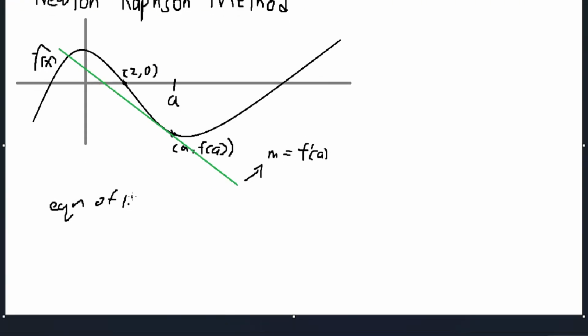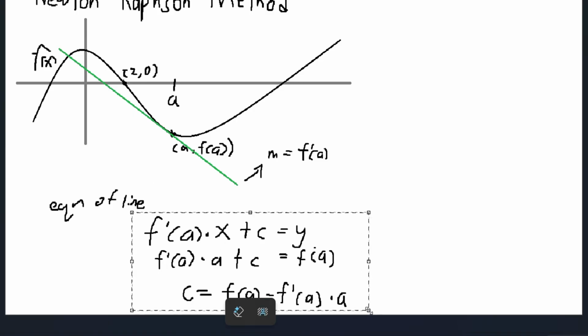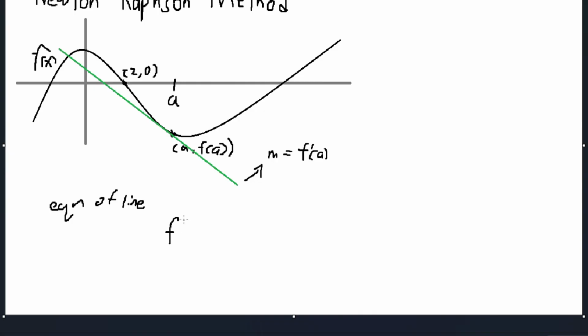Then we can start generalizing the equation of the tangent line. From here, we can solve for the unknown constant of the linear equation. After that, plug it back into the actual equation.